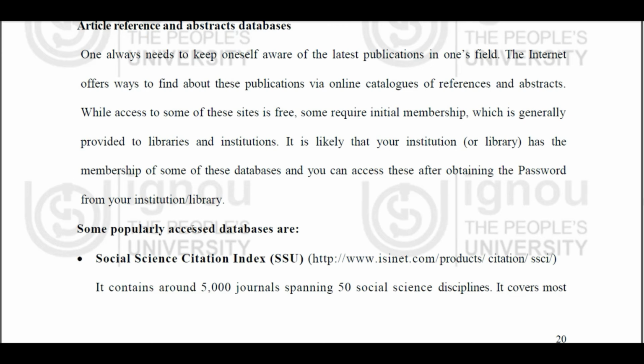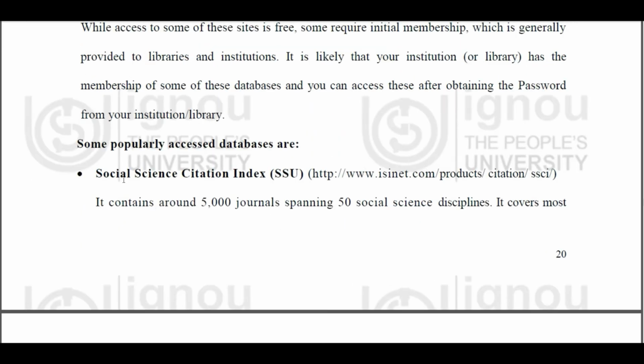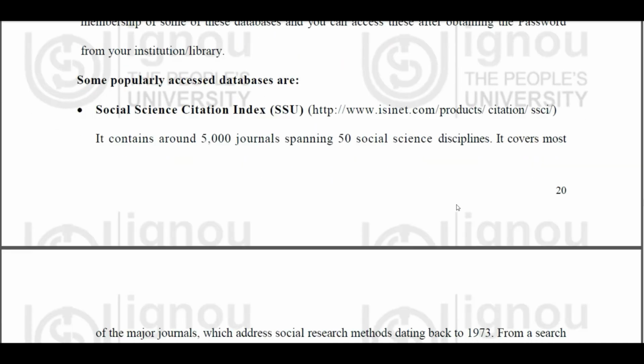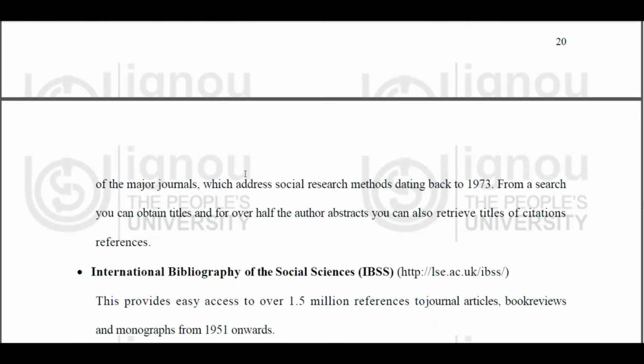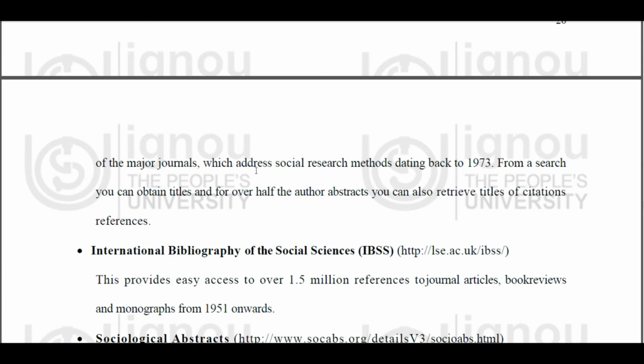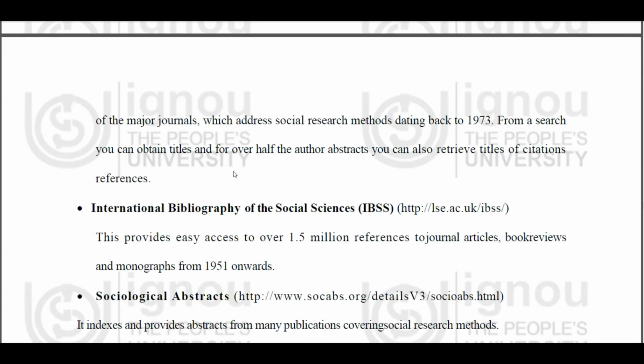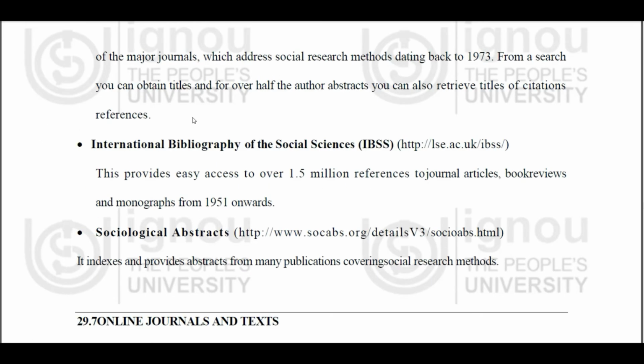Some popular early accessed databases are the Social Science Citation Index, isi.net.com. It contains around 5,000 journals spanning 50 social science disciplines. It covers most of the major journals which address social research and methods, dating back to 1973. From a search you can obtain the title and, for over half the articles, the abstract. You can also retrieve titles of citation references.